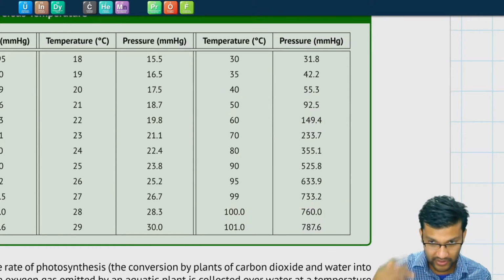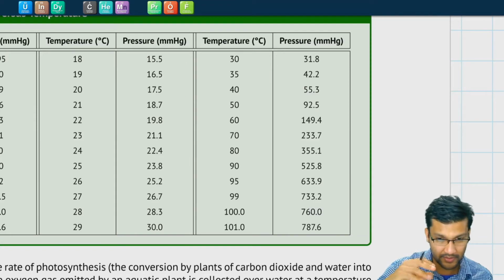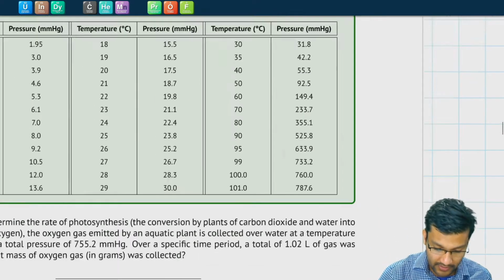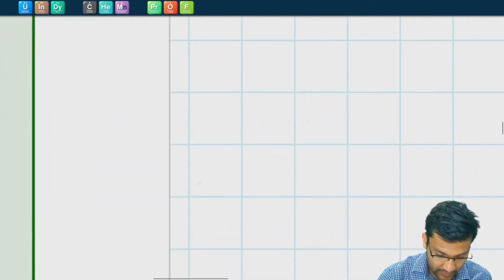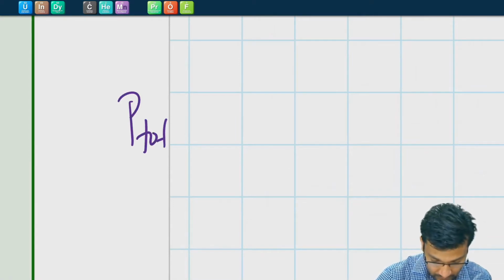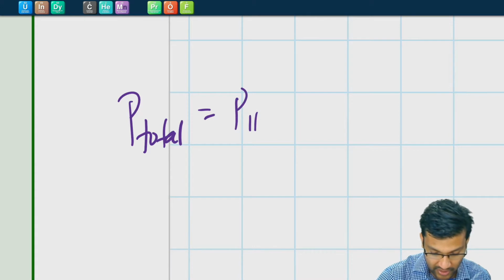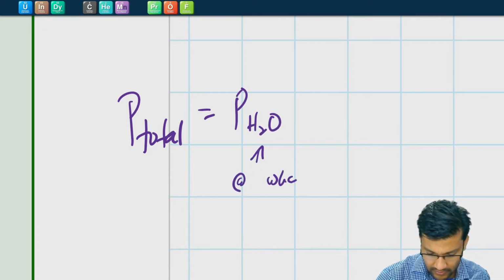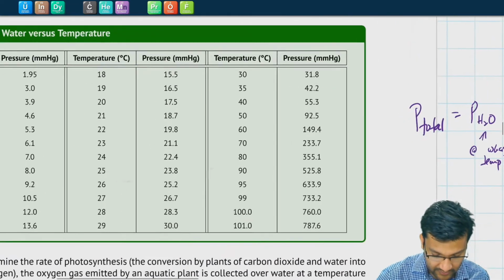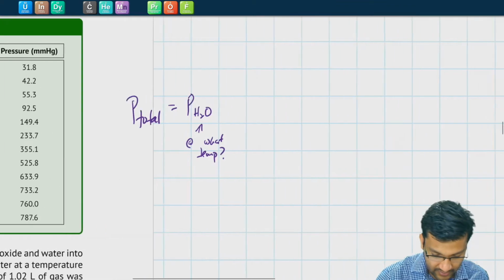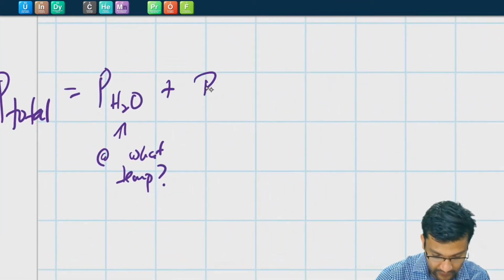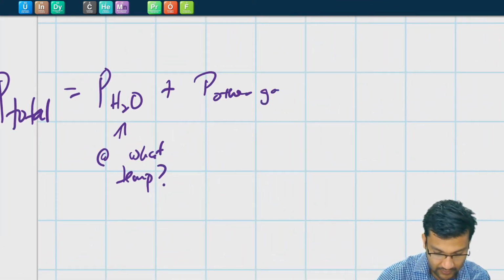So when you're thinking of collecting gases over water, there's always going to be the gas you're thinking about and water. So let me just write that down. The total pressure of any setup like this would always have the partial pressure of water, and you need to figure out at what temperature, because those values could vary depending on the temperature you're looking at, plus the partial pressure of the other gases.